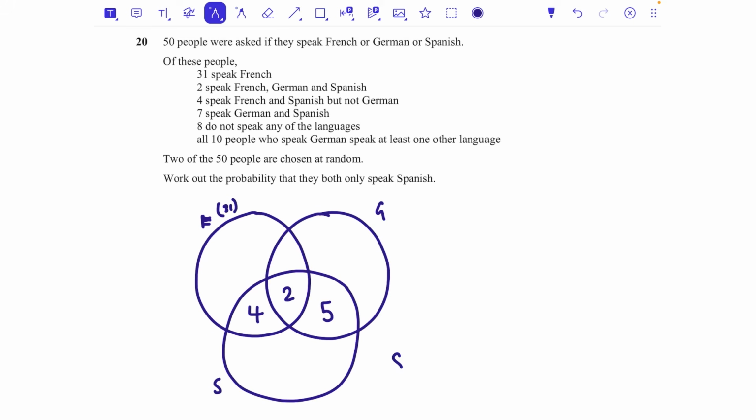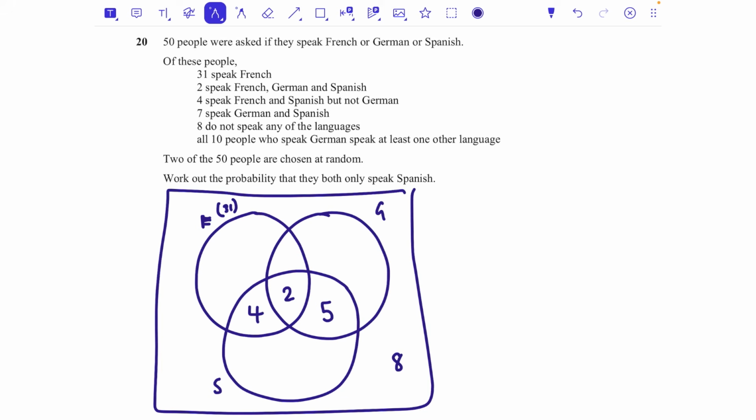8 do not speak any languages. So let's just do a rectangle here. We've put 8 people out on the outside. They don't speak anything. And 10 people who speak German speak at least one other language.